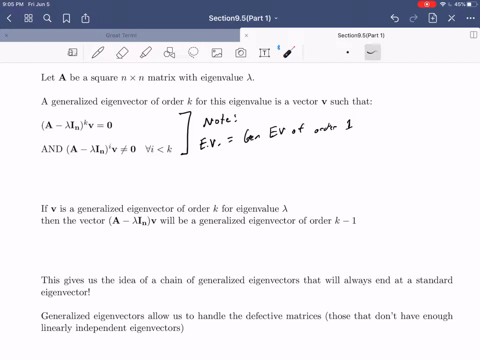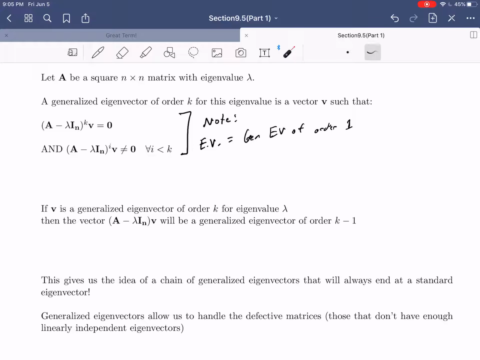If we know that you have this generalized eigenvector of order k, that means (A minus lambda I_n) to the k times v is equal to 0. If you think about the vector instead of as v, but as (A minus lambda I_n) v, well, then you would only need k minus 1 iterations of (A minus lambda I_n) to get to 0 because you already have one here. So if we multiply a generalized eigenvector by A minus lambda I_n, what we get is another generalized eigenvector, but of a lesser order.